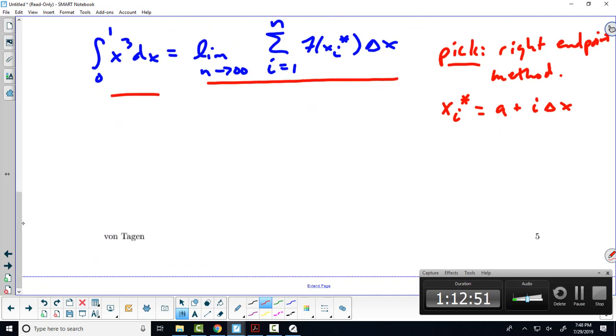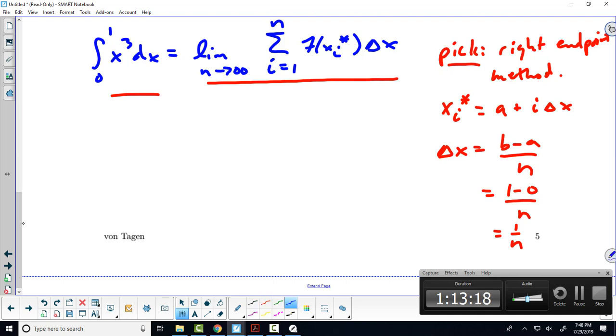And let's go ahead and calculate what delta x is. Delta x is b minus a over n. So in this problem, it would be 1 minus 0 over n, which is just 1 over n. Notice the number of rectangles, this is what's different. The number of rectangles is not specified. That's really the only thing that's different in 5.2. And then we take the limit as the number of rectangles goes to infinity.